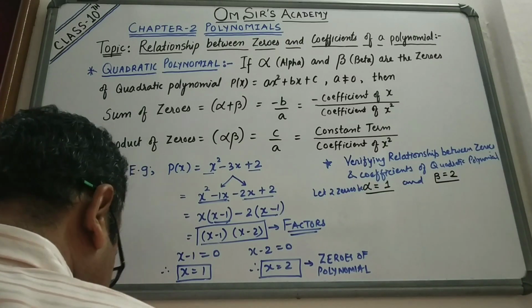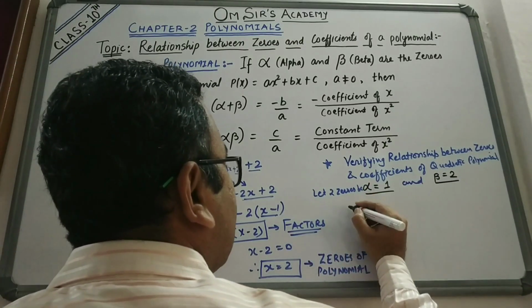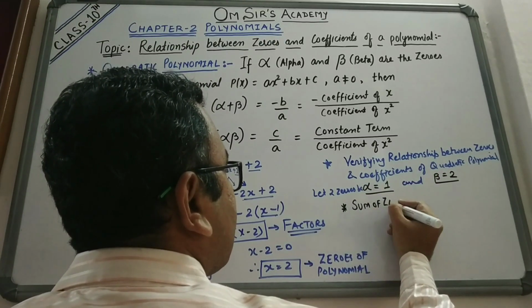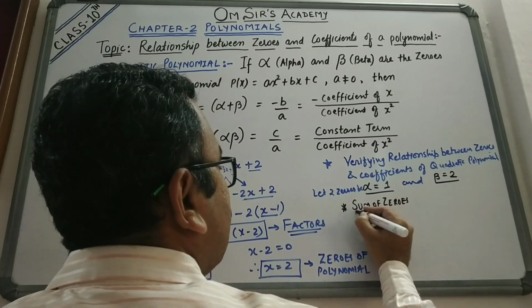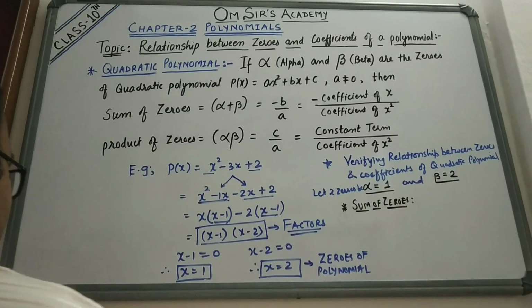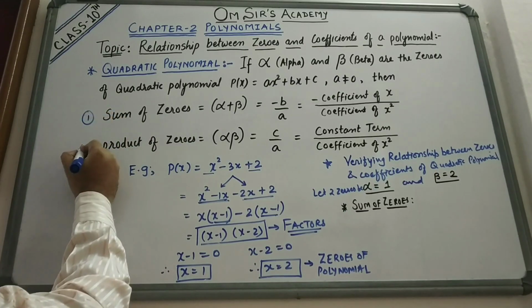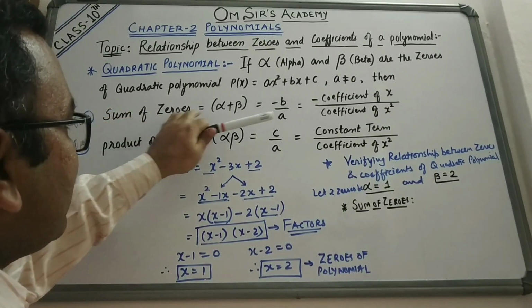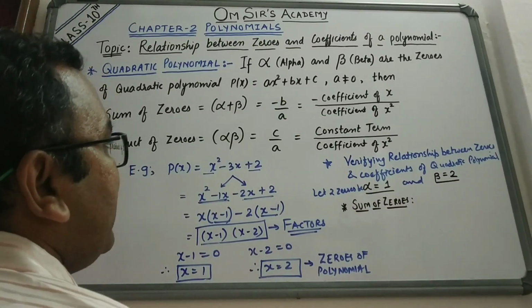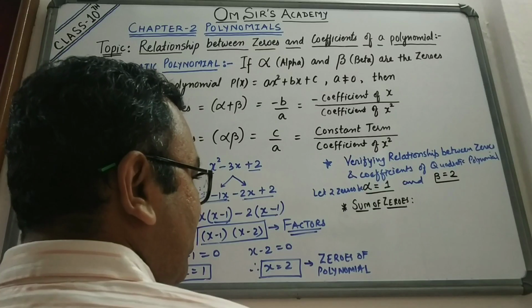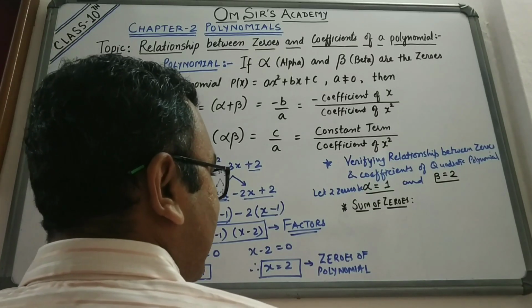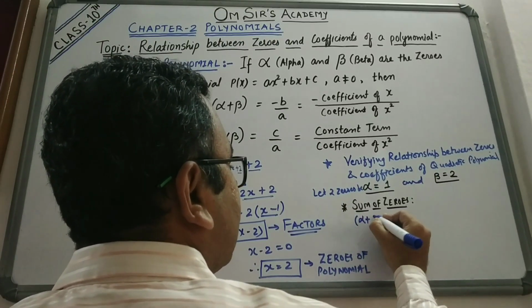The first relationship to verify is the sum of zeros. If I take the sum of zeros, what is my first relationship? This is my first relationship and this is my second. So the sum of zeros, that is alpha plus beta, should be equal to minus b upon a. In the sum of zeros, first I am taking alpha plus beta.